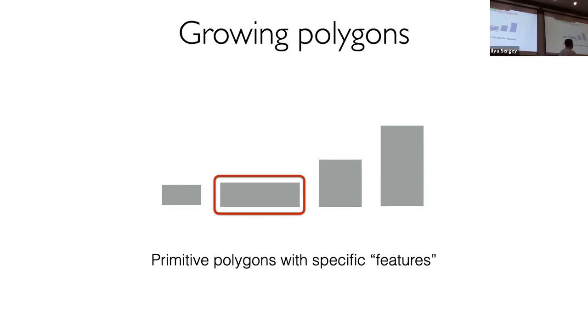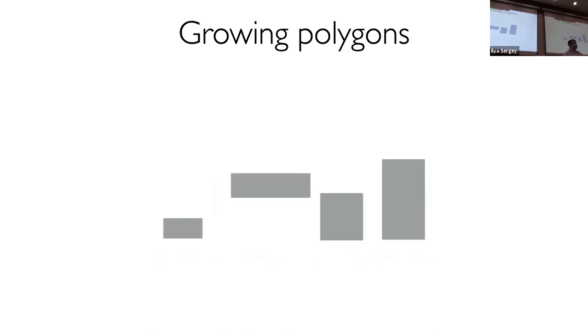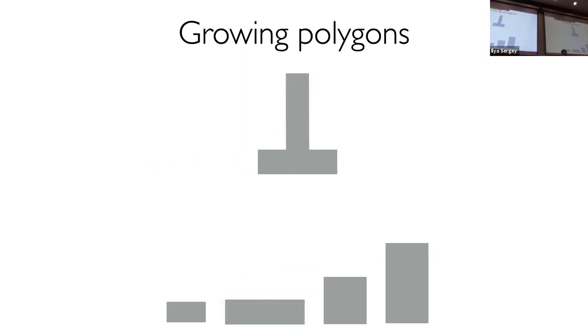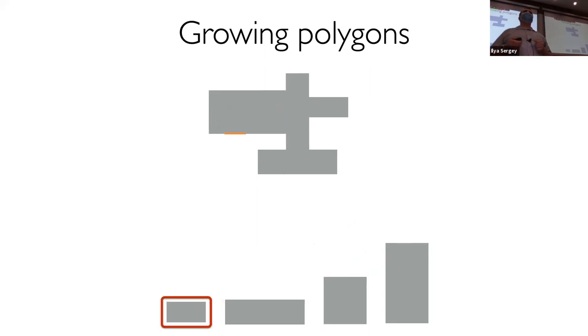So you can take this one, that's going to be the seed. And then you can take others, find segments on the surface that you can attach them to, and kind of randomly turn, rescale and attach. And then you start growing your polygon sort of like a cactus. And it grows like this and this.